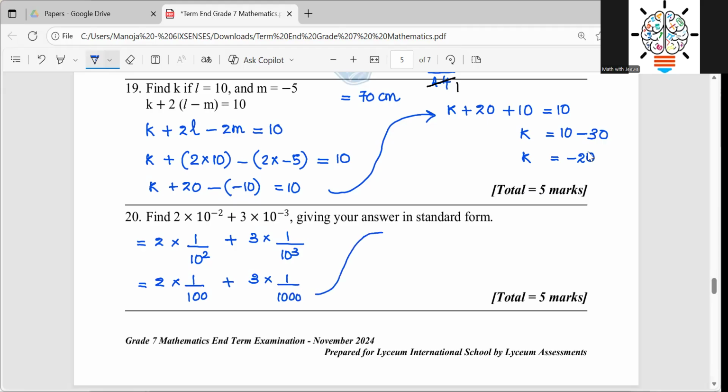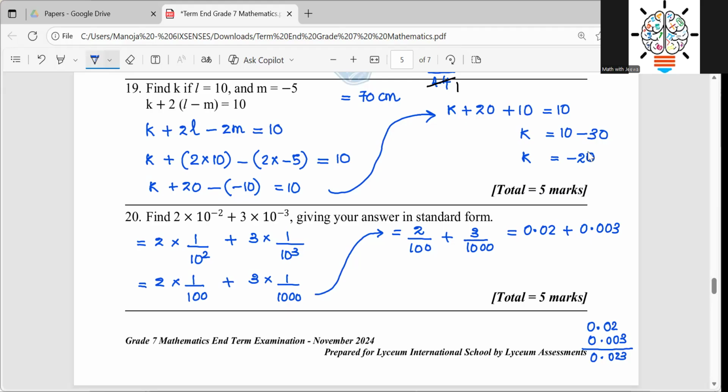Then I write it 2 over 100 plus 3 over 1000. So then I can write this 0.02 plus 0.003. What is the answer? 0.02, 0.003. And then your final answer 0.023.